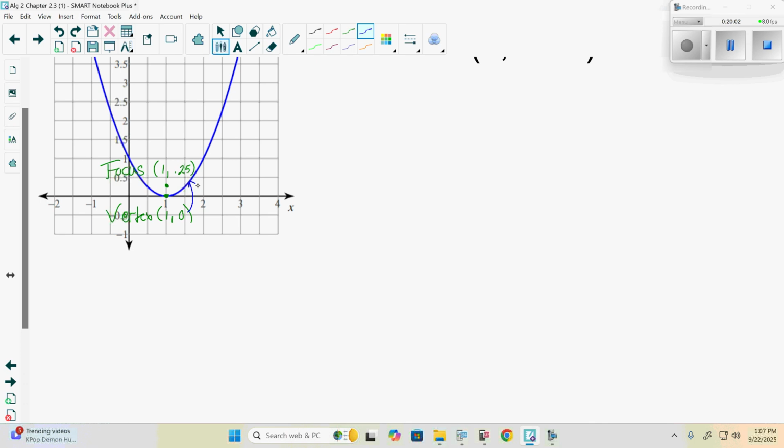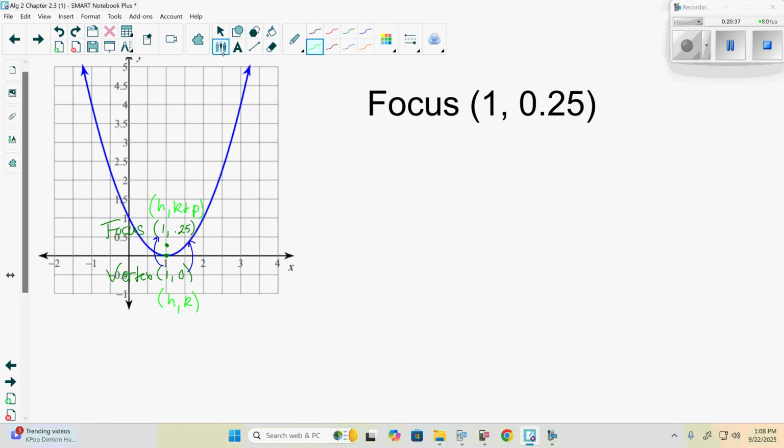So there's something being added or something taken away from it. There is a value of P being put there. If we look at the H, because the H value, the first value of the vertex, is 1, the first value of the focus is still 1. So for us here, our vertex is still the point (h, k), and we can see that the focus is the point (h, k plus p).